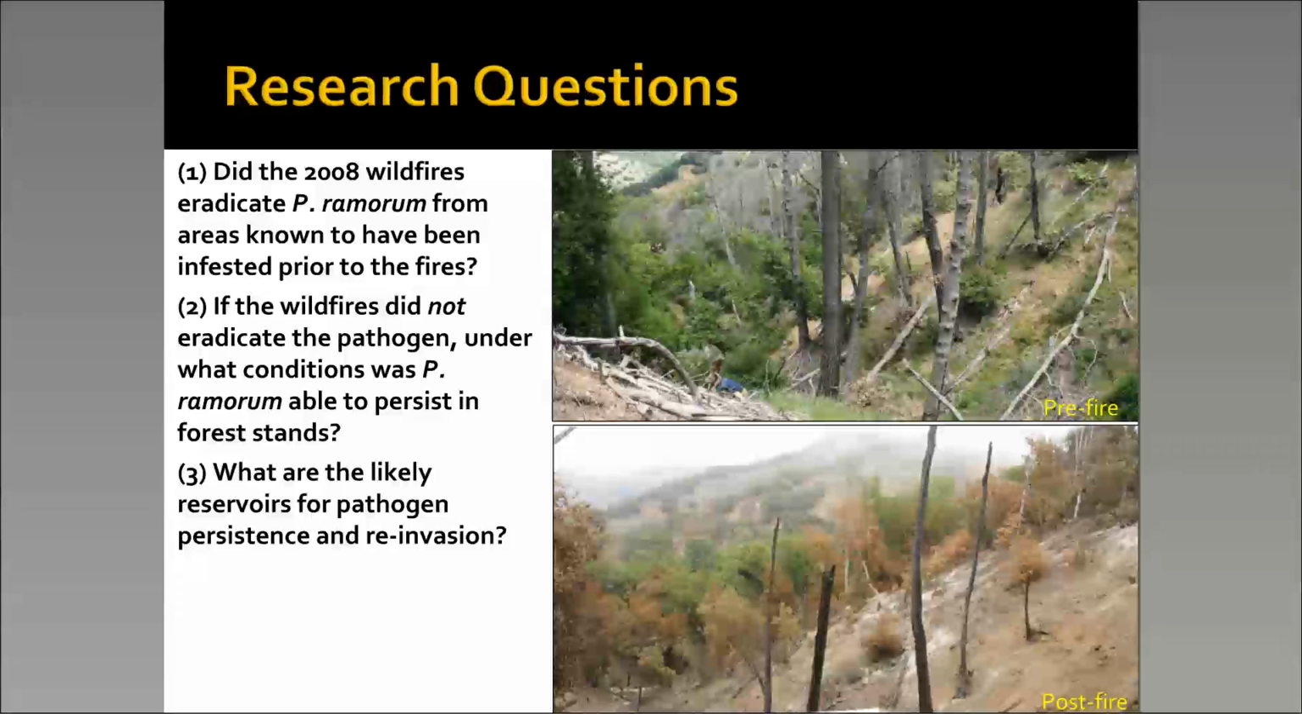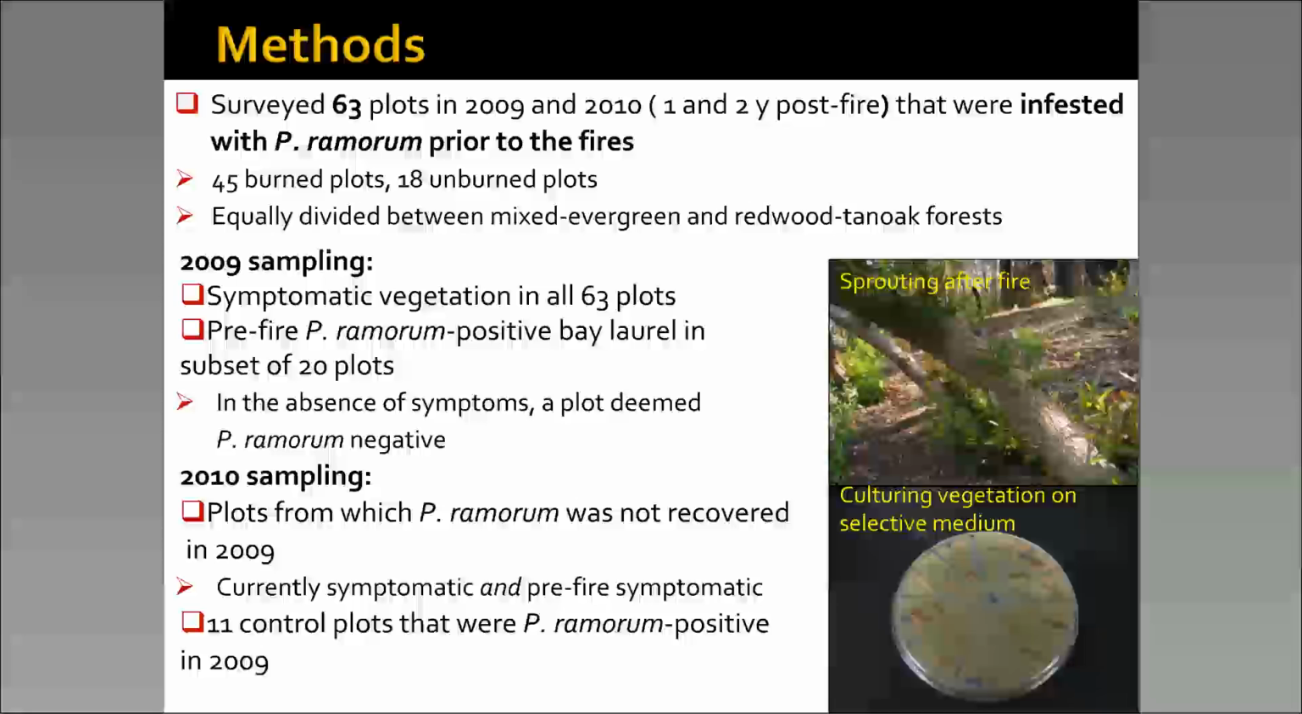So my methods to accomplish these objectives were, I chose 63 plots in our Big Sur network that were all known to be infested with the pathogen prior to the fires, and I surveyed them both 1 and 2 years post-fire. So there were exactly 45 burned plots and 18 unburned plots, and these plots were equally divided between mixed evergreen and redwood tan oak type forests. In 2009, we sampled all vegetation that had symptoms of Phytophthora ramorum in all of the plots.